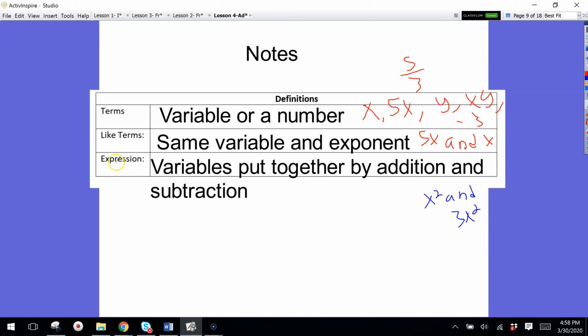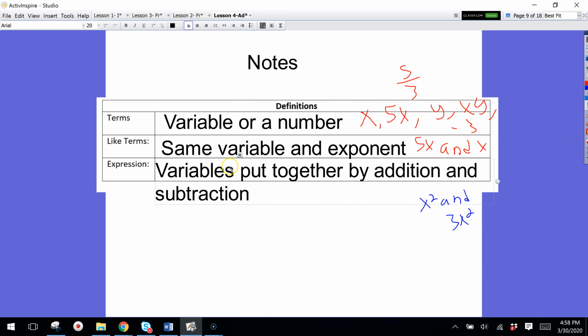Okay, so now an expression is going to be variables put together by addition and subtraction. So you're going to have your terms here, actually a better definition of that, not variables, because you can have also constants. You can have numbers as well. So it's just terms put together by addition and subtraction. So an expression does not have an equal sign. We will get to equations later on in this unit, but for right now, what we're doing is we're simplifying our expressions.